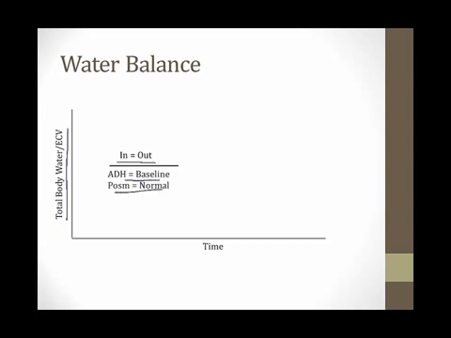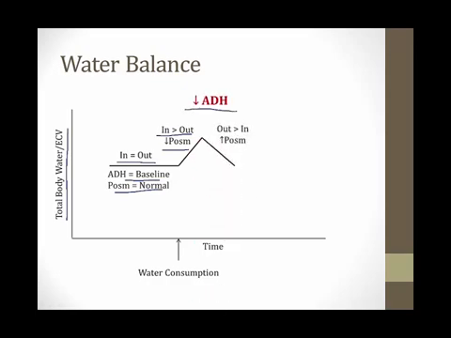Now let's imagine that we begin consuming a large quantity of water. This will lead to a situation where we're taking in more water than we're putting out. This will dilute solutes in the plasma and lower the plasma osmolality. The body will sense that decrease in plasma osmolality and begin decreasing the amount of ADH released by the pituitary gland.